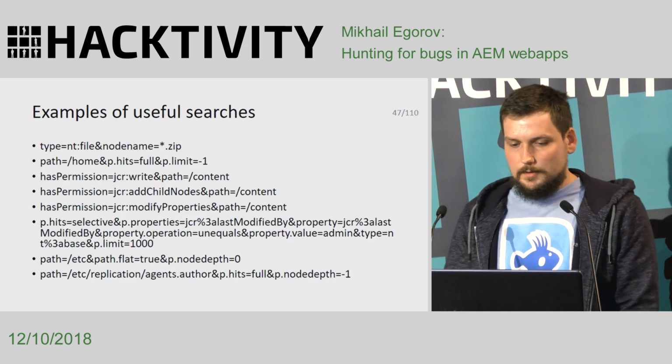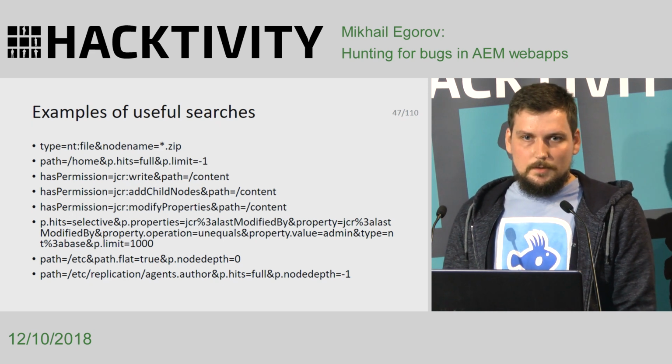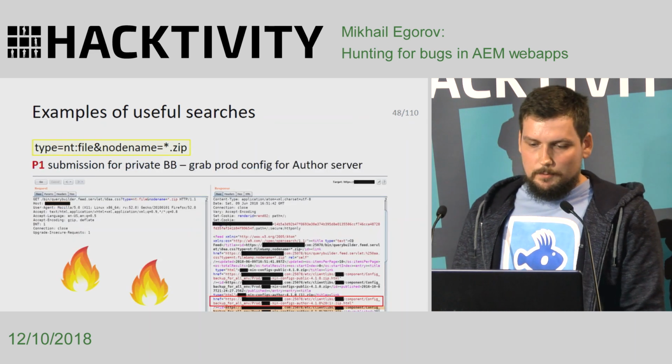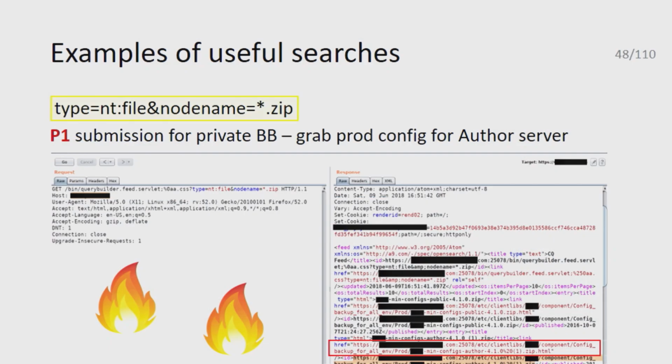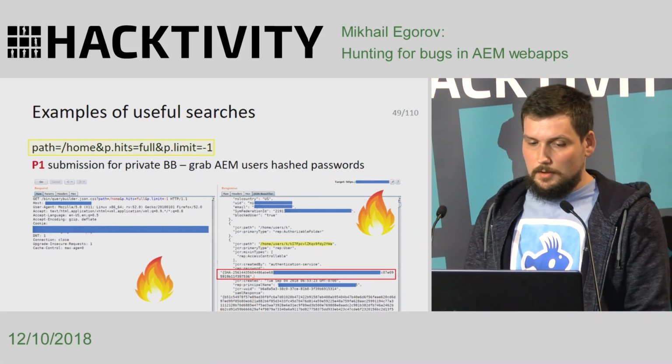On this slide, I collected searches that often rescue me and quickly give me security bugs. In a private bug bounty program, I searched through the JCR using the Query Builder Feed Servlet and found the AEM production configuration in a zip archive full of passwords. The submission was rated as critical. In another bug bounty program, I was able to get access to users' profiles through the Query Builder JSON Servlet and to grab SAML tokens and hashed passwords.